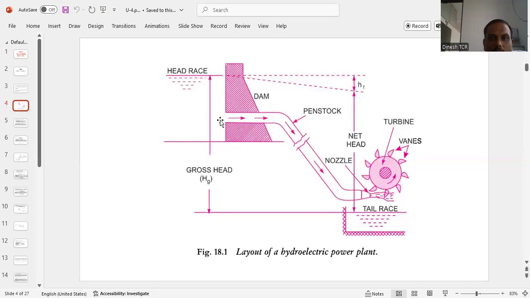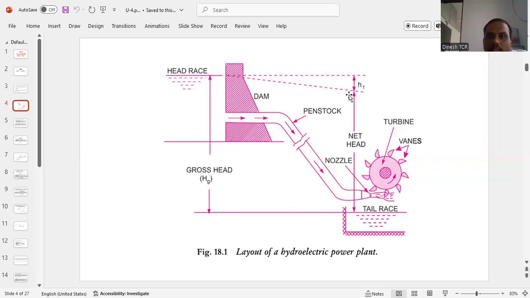The water is coming out from the dam and is connected through a penstock, right? It is a channel which is used to move the water. It is a large diameter circular pipe in which the water flows, and it flows to the nozzle. In the nozzle there is an increase in kinetic energy by a drop of pressure energy. So this nozzle increases the kinetic energy of water. This water, which is coming with a high velocity, strikes the buckets of the Pelton wheel. We call this turbine a Pelton wheel turbine. It causes the Pelton wheel to rotate.